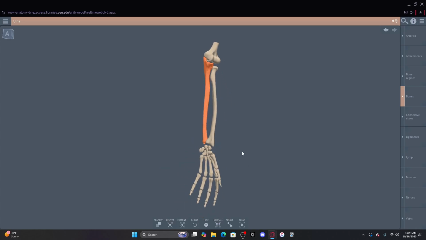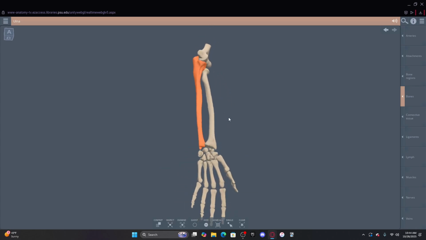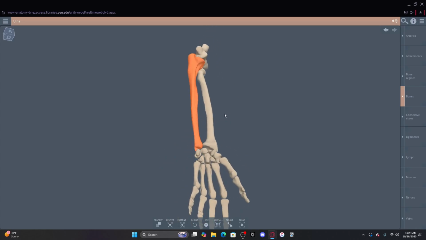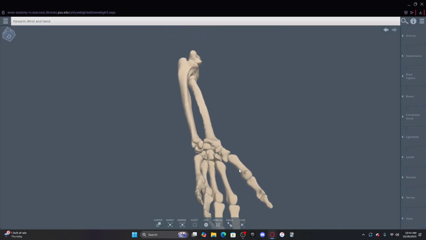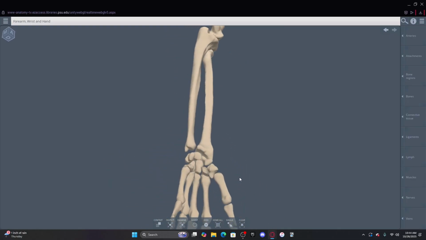Now let's get into our wrist bones. It gets a little bit complicated. These are called the carpals. It's very imperative that you try to find some way to memorize these because they can get confusing.